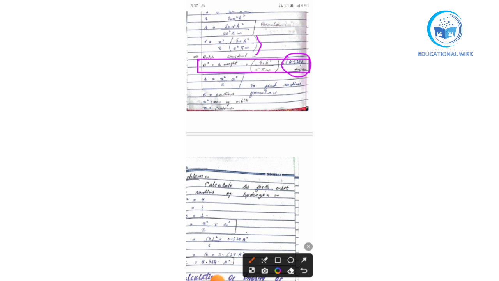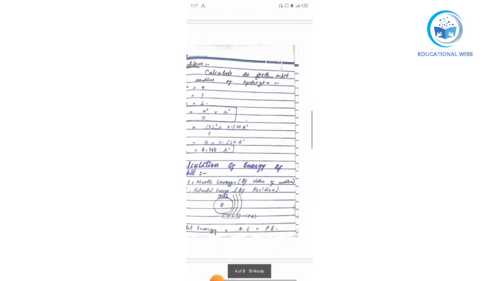After that, in place of this we put just a naught. We put a naught over here, or we can put the value of a naught, that is 0.529 angstrom. Then here we have found the formula of radius, that is how we can calculate the radius of an orbit. So r represents the radius, n square represents the number of orbits, and z represents protons. Now we will do one problem in which we will use this formula.